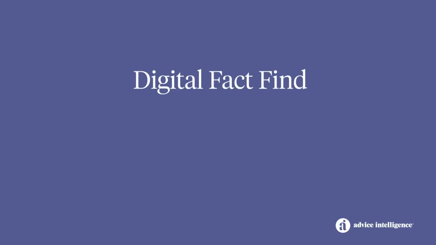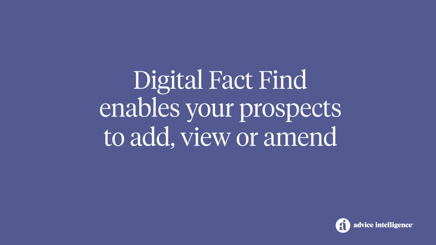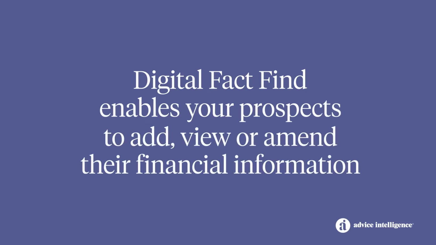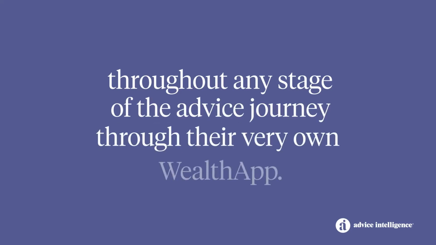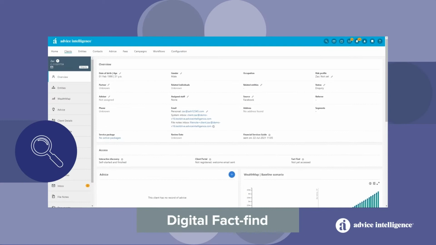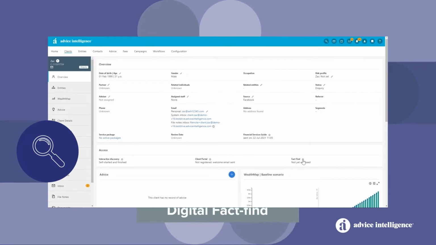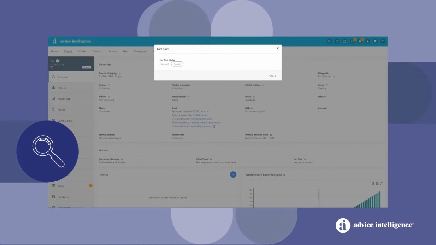Digital Fact Find. The Digital Fact Find enables your prospects to add, view, or amend their financial information throughout any stage of the advice journey through their very own Wealth app. The advisor can send an automated FSG and activate the Digital Fact Find. This notifies the prospect both via email and through their Wealth app.